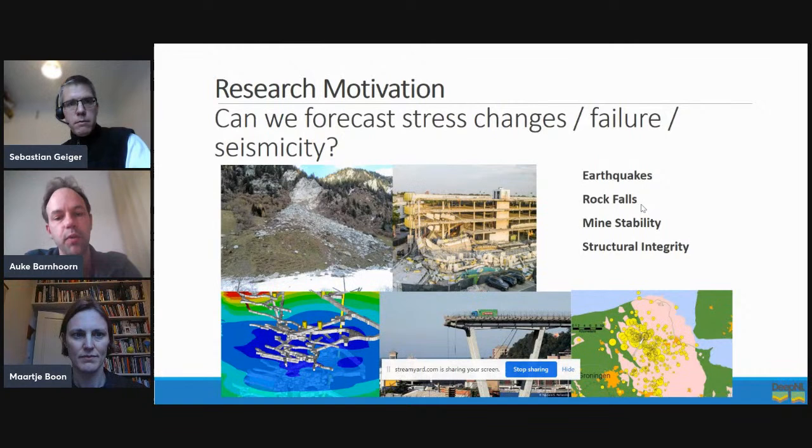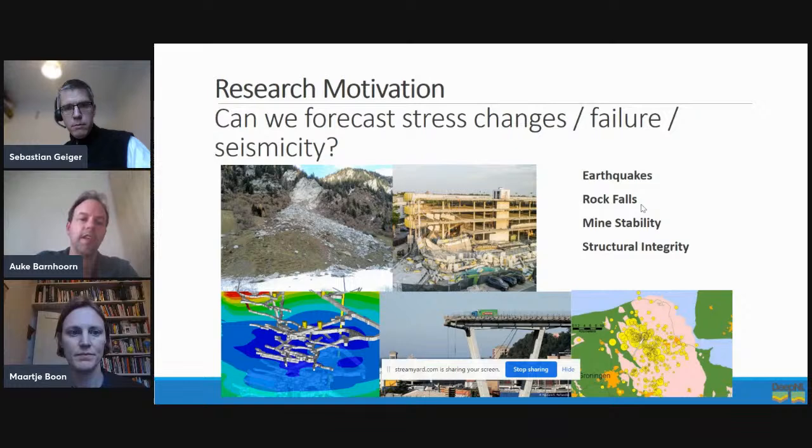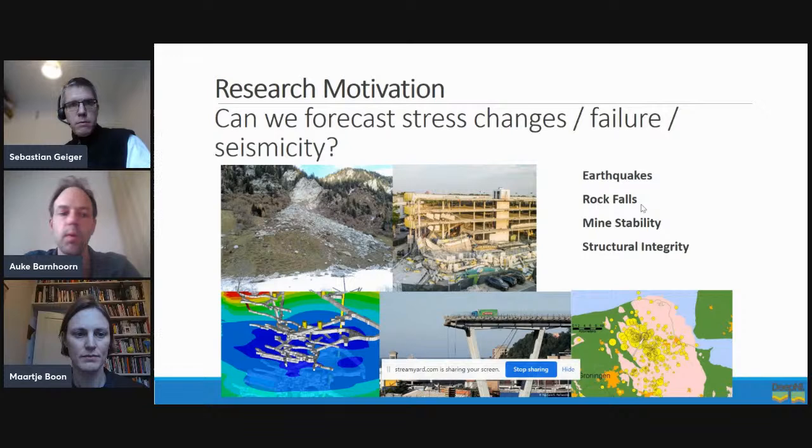Then you can think about mine stability. There is often an issue in mines that they are afraid that when they create additional tunnels for mining, they might make stress changes that might then trigger instability, and the miners often hear seismicity and are afraid of it. So are there ways to predict and forecast, and then of course, if you're able to do so, maybe prevent it from happening?